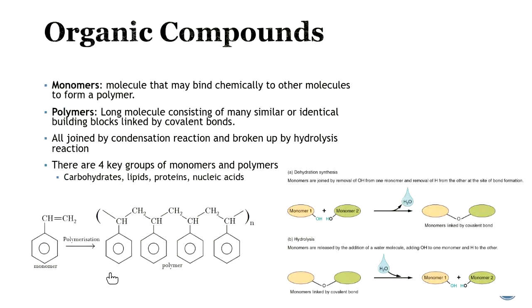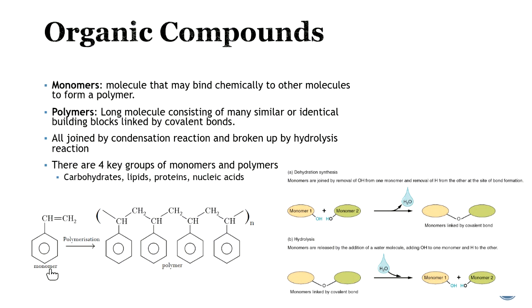So before we get into talking about the nitty-gritty, let's introduce a few terms. So the first one's going to be monomers and polymers. Now, a monomer is a molecule that may bind to other molecules. It's an individual unit. So example right here, this little molecule right here, this is a monomer, the individual unit on its own.